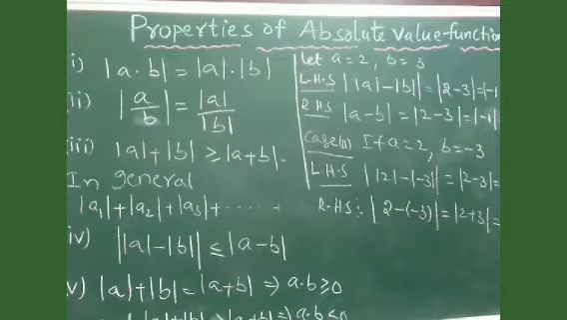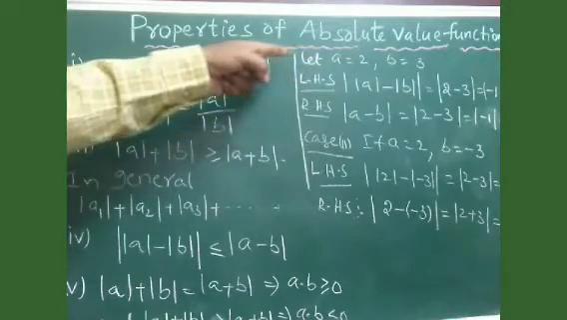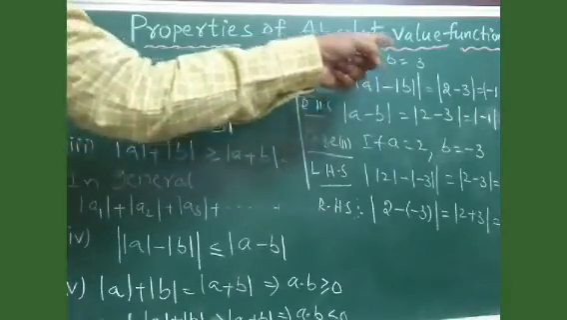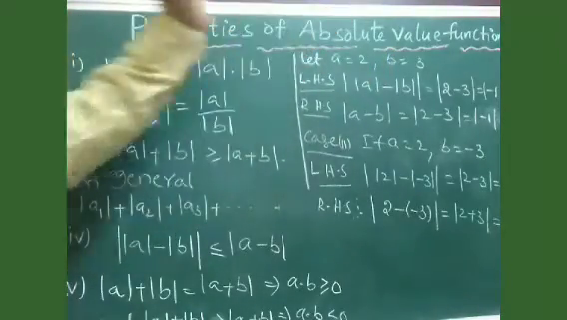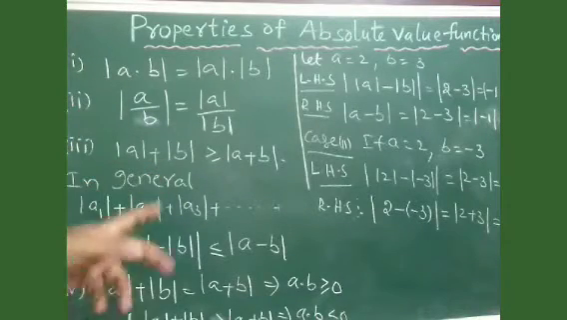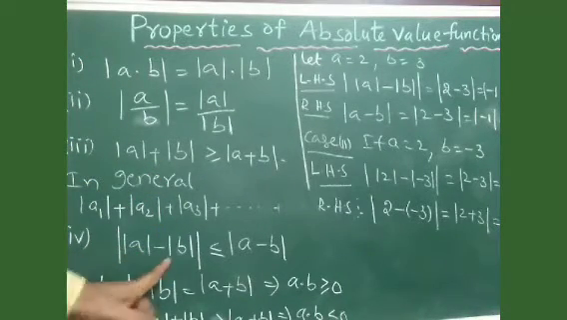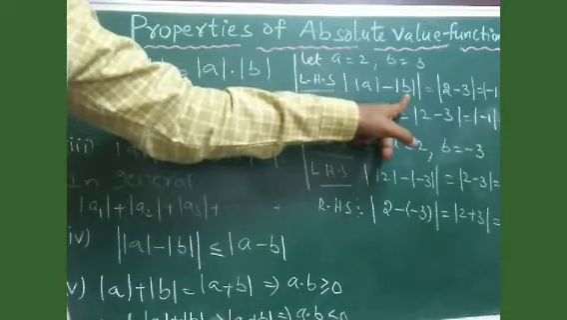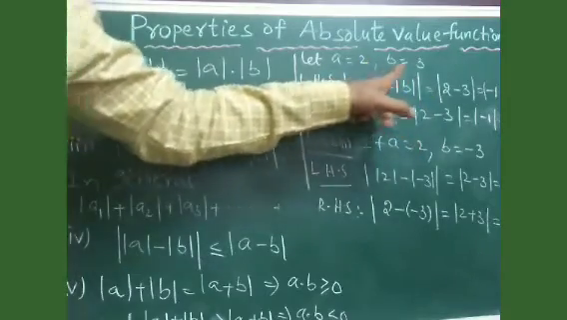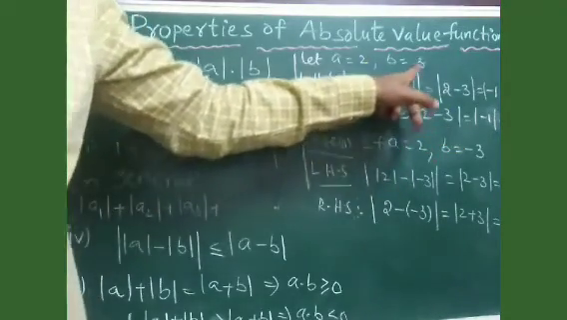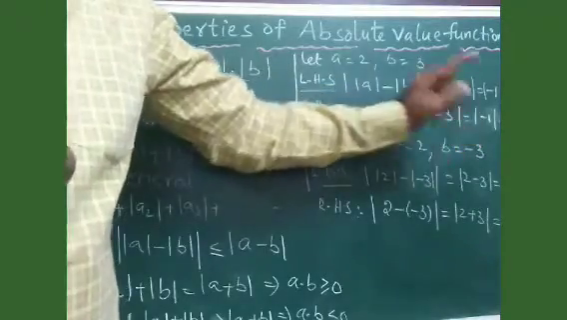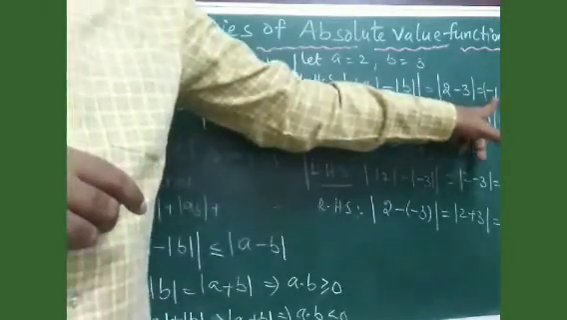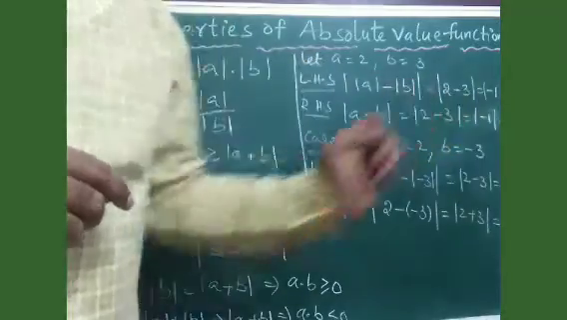Now let us solve property number 4. To verify this, once again I consider A is equal to 2 and B is equal to 3. Not only these, you can go with any numbers. Now let me check LHS first. That is modulus of modulus A minus modulus B, which is modulus of 2, which is 2, minus modulus of 3, which is 3. So 2 minus 3 is minus 1, modulus of minus 1 is 1.